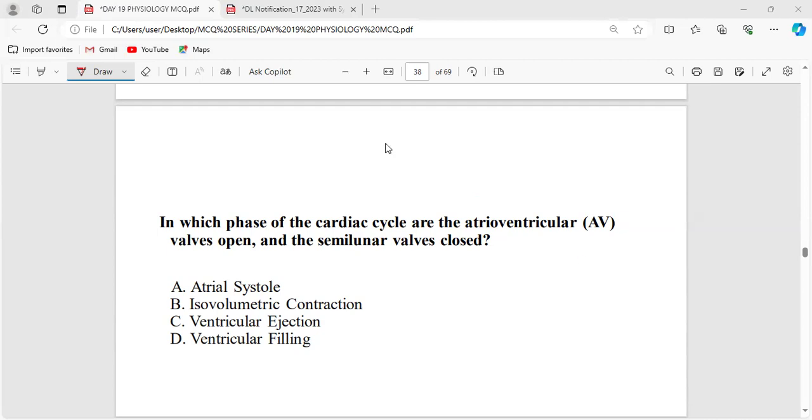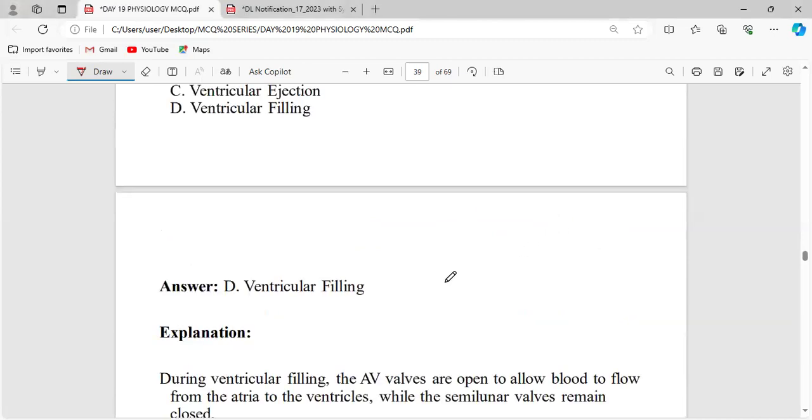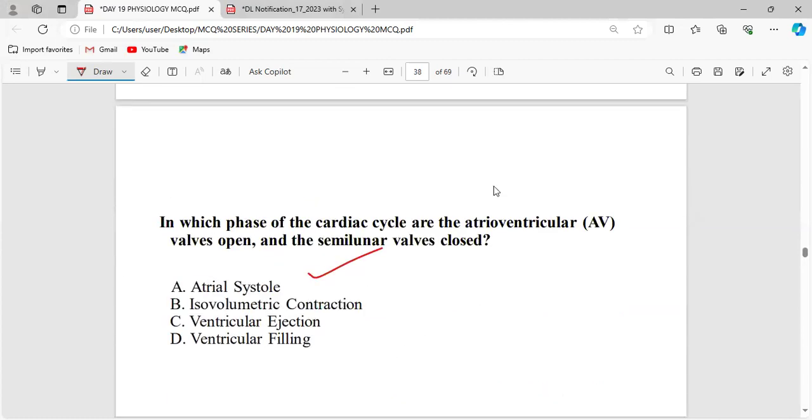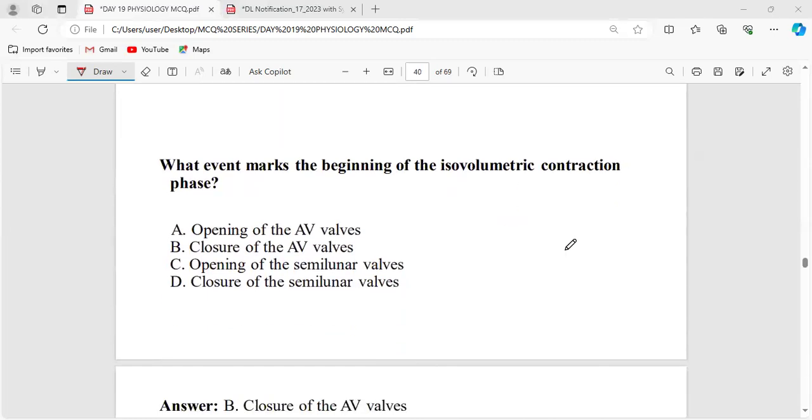Just think and answer this question. That will be an atrial systole. It is not ventricular filling, so just make a correction in the table also. What event marks the beginning of the isovolumetric contraction phase?